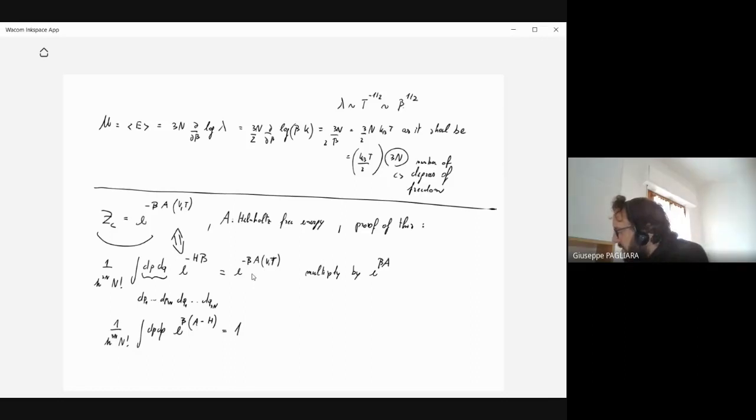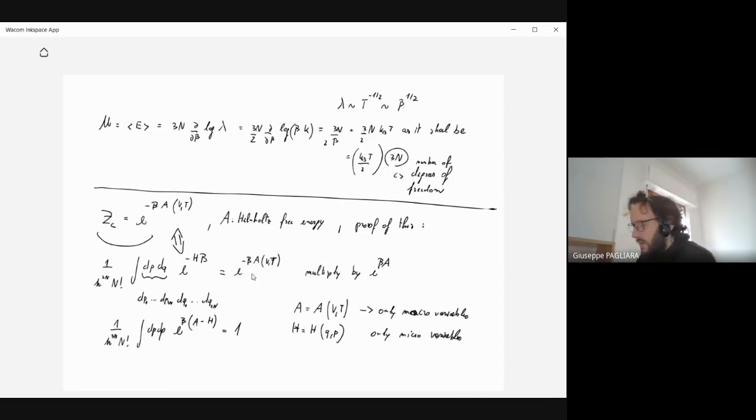Now, one thing that I need to stress here is that A is a function of V and T, just a function of macroscopic variables, whereas H instead is a function of Q and P. Okay, so only macro variables, whereas here I have only micro variables. Okay.